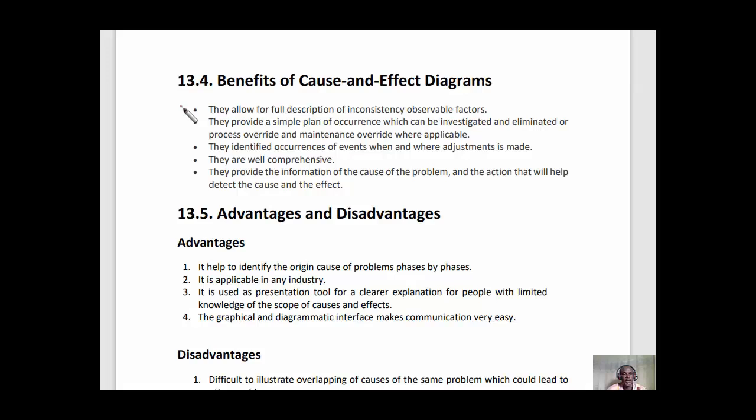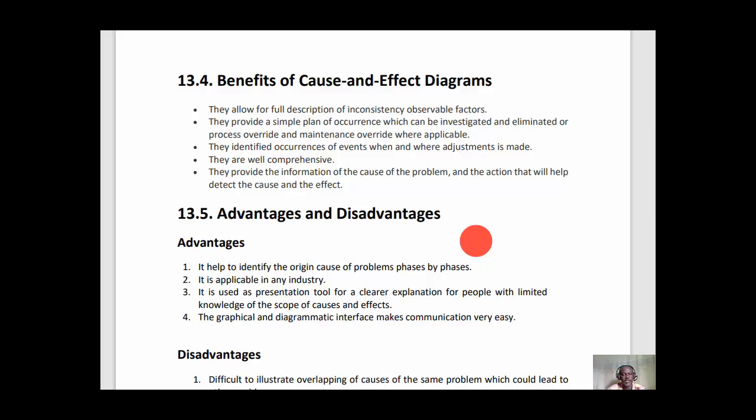Benefits of cause and effect diagram. They allow for full description of inconsistency observable factors. They provide a simple plan of occurrence which can be investigated and eliminated, or process override and maintenance override where applicable. They identify occurrence of an event, when and where adjustment is made. They are comprehensive. They provide the information of the cause of a problem and the action that will help deter the cause and the effect.